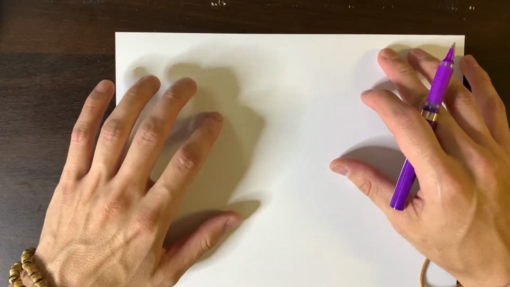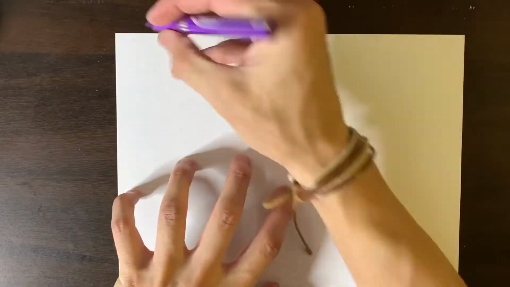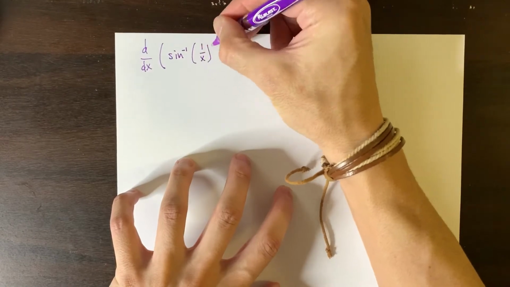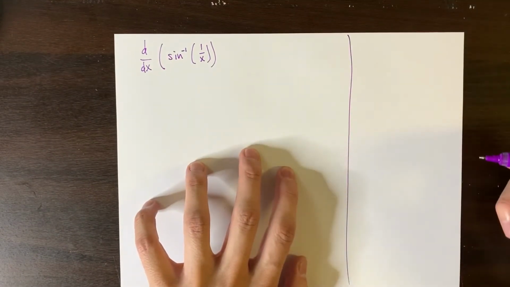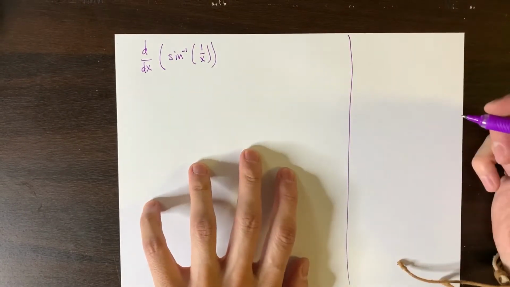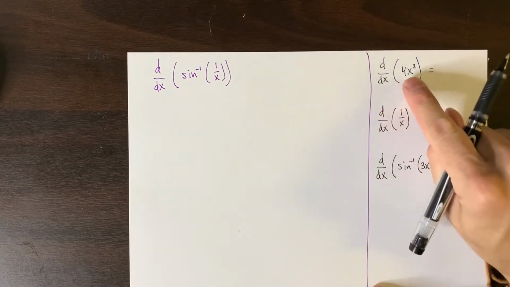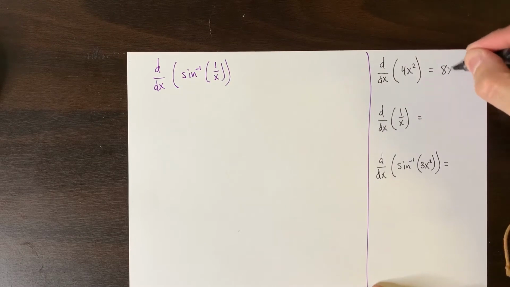So we want to find the following derivative. Now, before we find this derivative, I want to do just a couple of quick derivatives that'll help us with something like this. So really quickly, the derivative of 4x squared, we know that's just going to be 8x.